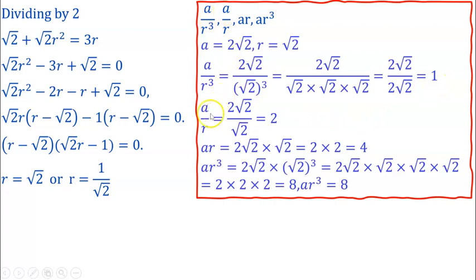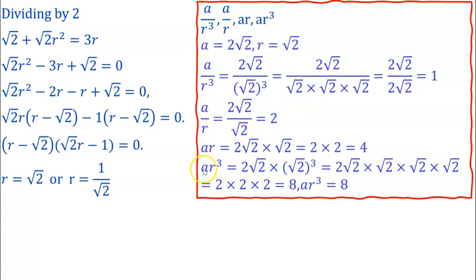Next, a upon r, that is 2 root 2 upon root 2. Root 2 gets cancelled. The second term is 2. Third term ar, that is a is 2 root 2, r is root 2. Root 2 into root 2, you will get 2. 2 into 2, 4. Therefore ar equals 4. So the third term is 4.